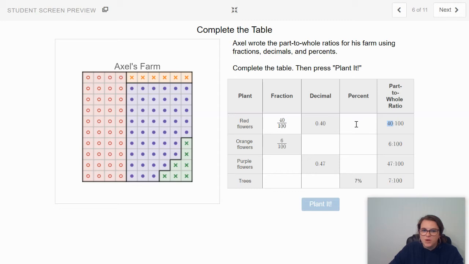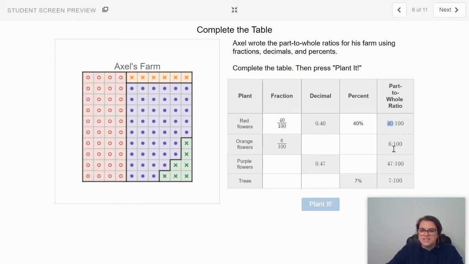For percent, what you have to do is take the part number when we have a whole of 100, and you just have to write that number with a percent sign behind it. Those are the 3 ways that you can write a part to whole comparison with a fraction, a decimal, and a percent. I want to show you the next one because this one gets a little tricky when we get into the decimal. All right?